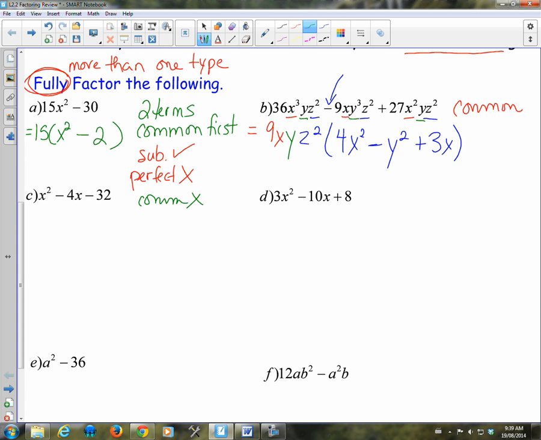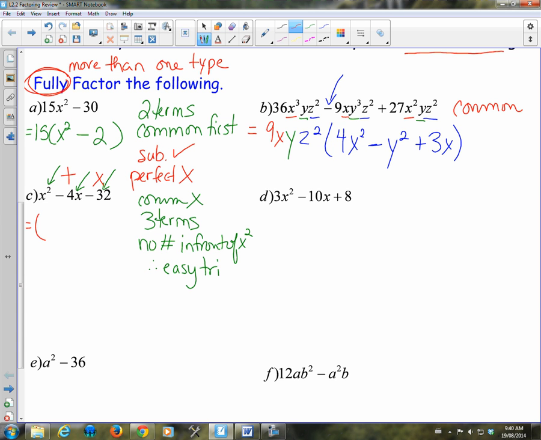There's a 1, there's a 4, and there's a 32. So I can't common factor. But there's 3 terms. One term has an x squared, one term has an x, and one is just a number, which means it's a trinomial. In fact, it's an easy trinomial because there is no number in front of x squared. Therefore, I'm looking for 2 numbers that add to -4 and multiply to -32.